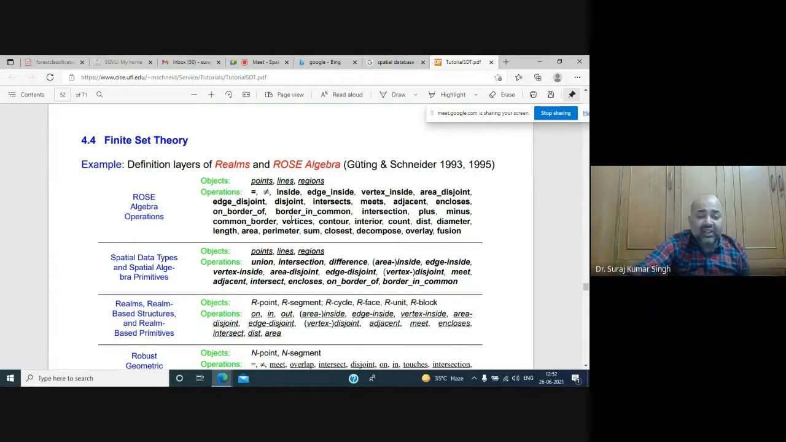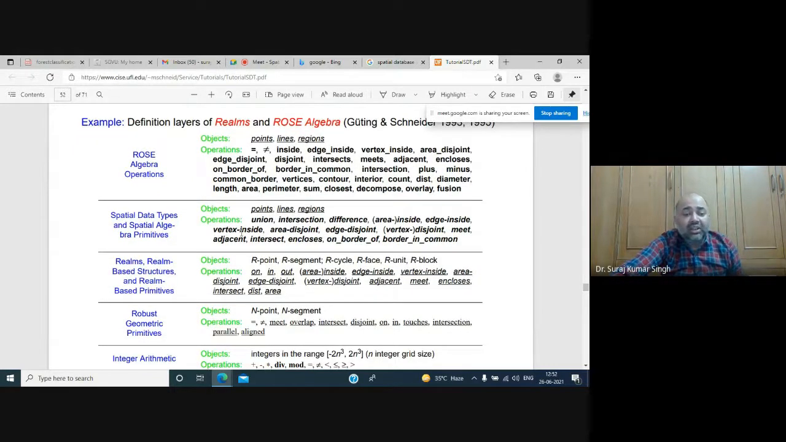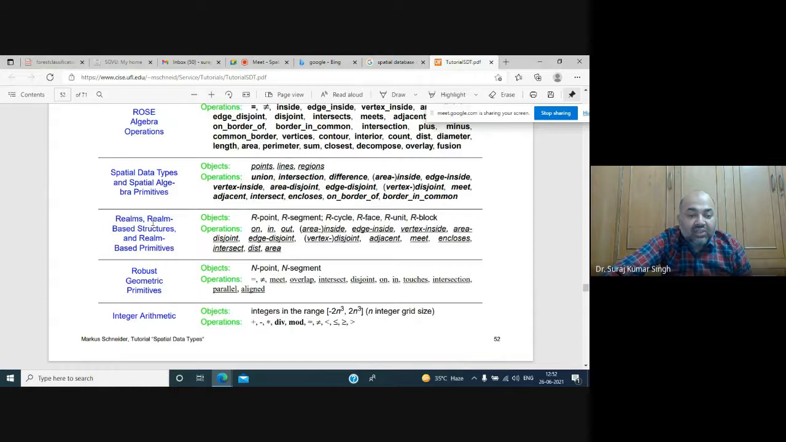So you can see the various kinds of operations that are being supported for the various layers, like spatial data types and spatial algebra primitives, where the data sets are union, intersection, difference, edges, vertex, area, edge join, what is disjoint, meet, adjacent, intersect, encloses, on boundary. Then you have got different realms based structure and realms based primitive.